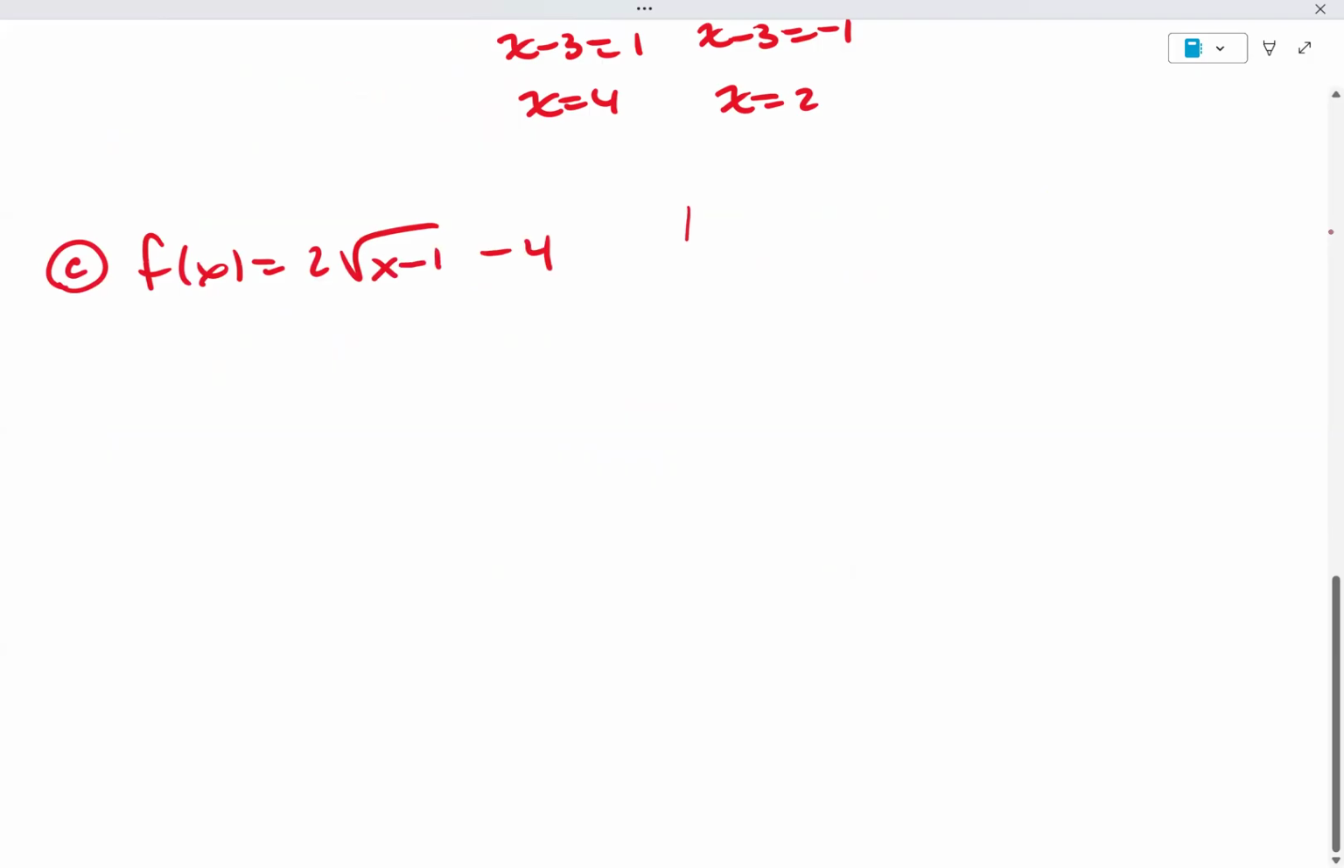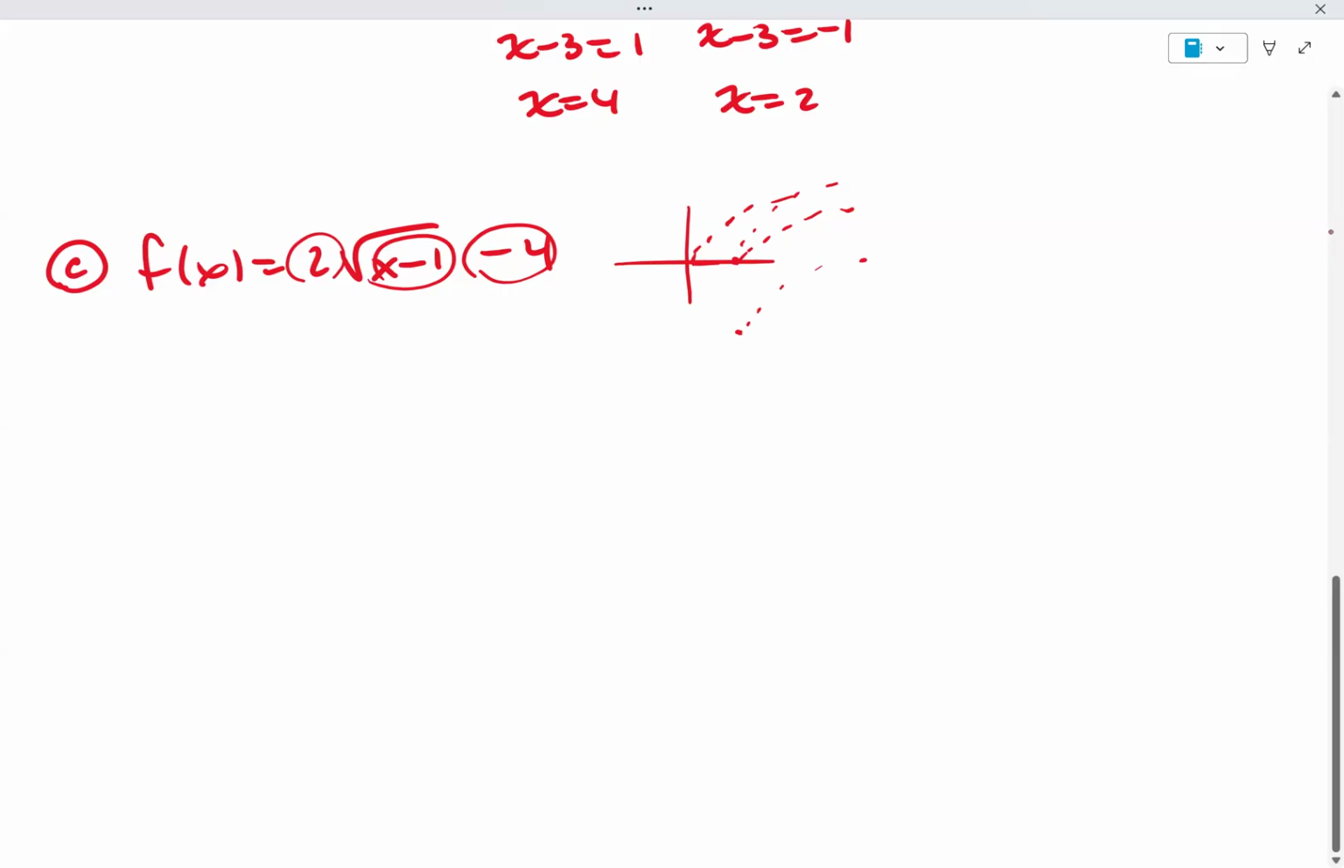And, just again, think about our parent function, square root. On the inside, I'm going to slide to the right 1 unit and then multiply it by a factor of 2 so it gets even steeper. And then I'm going to drop this down 4, and that's what my graph should look like in the end.